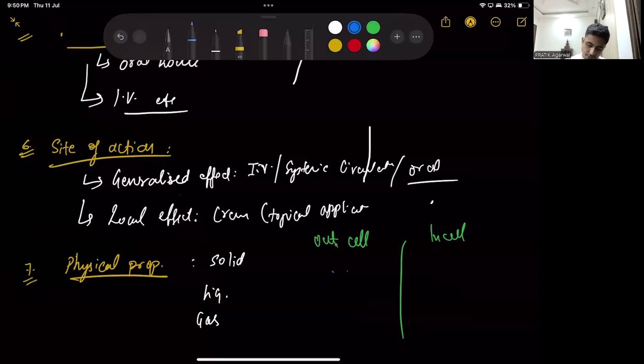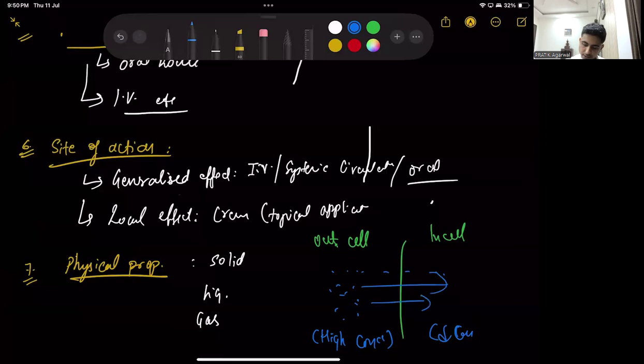Now there is a drug outside, and there is no drug in the cell. So this is high concentration and this is low concentration. So the drug will move through the membranes to reach an equilibrium state between inside and outside the cell, until the drug is equally available on both sides of the cell membrane. This is known as diffusion.